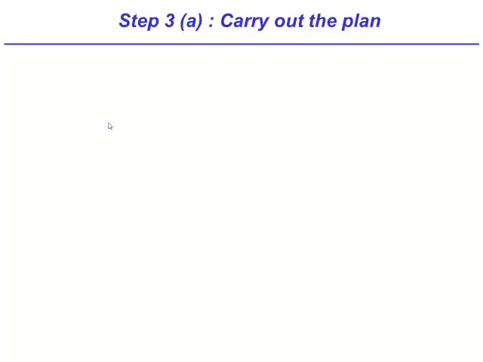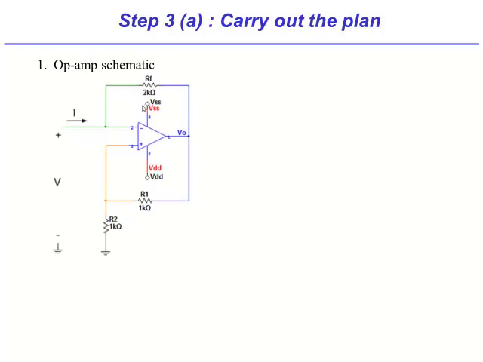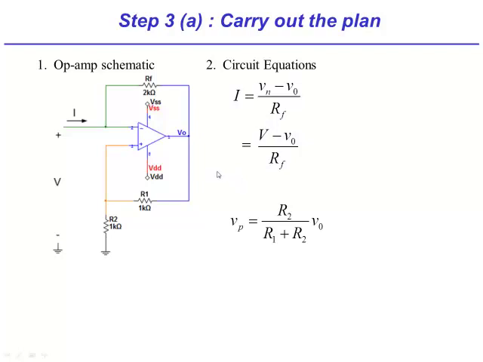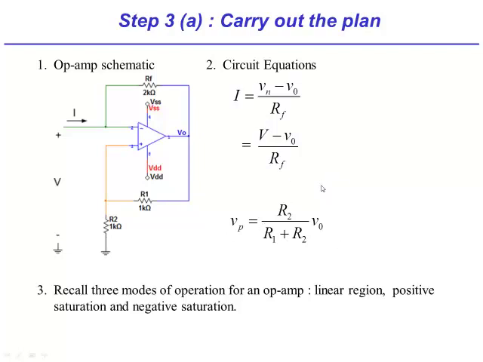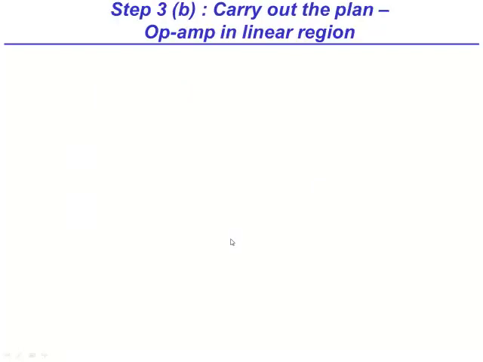Okay, from the op-amp schematic, I can actually find some general relationships that are true, irrespective of the op-amp operating region. For example, Ohm's law across resistor RF gives I as a function of V, V0, and RF. Also, because the current into the non-inverting and inverting terminals of the op-amp are always zero, I can find Vp as a function of V out by using a voltage divider. We now impose the conditions for each of the operating regions of the op-amp: linear, positive saturation, and negative saturation.